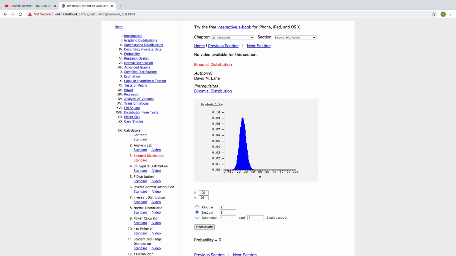And notice that this kind of forms a nice normal curve. We'll talk more about that later. But with a sufficiently large sample size and a probability here of 26%, the outcomes roughly form a normal distribution, which is rather interesting.